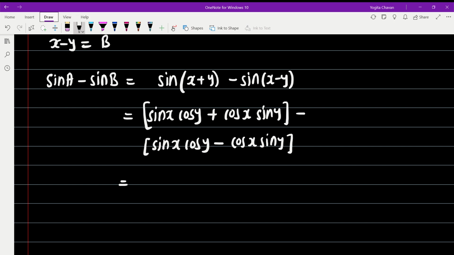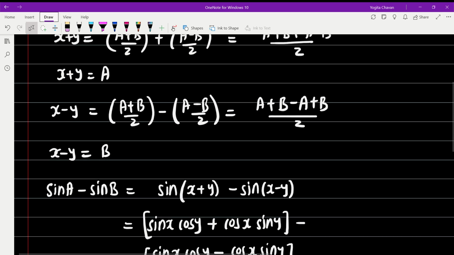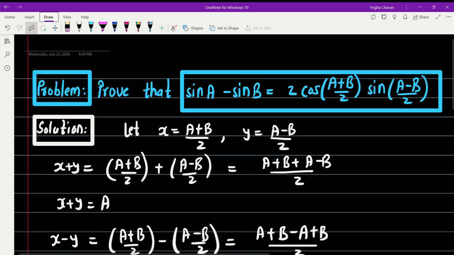Now here sin x cos y, and here again sin x cos y, so this is, wait, mistake. Sin x cos y minus sin x cos y is 0. And here cos x sin y plus cos x sin y, so it is 2 cos x sin y, which is equal to 2 into cos, the value of x is nothing but (A plus B) by 2, and y is equal to (A minus B) by 2.